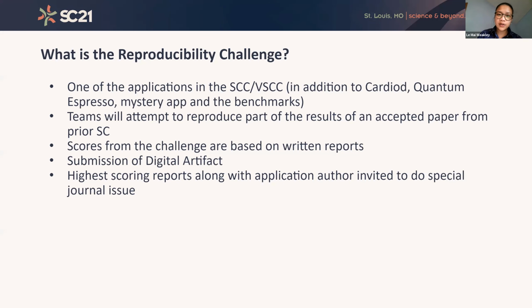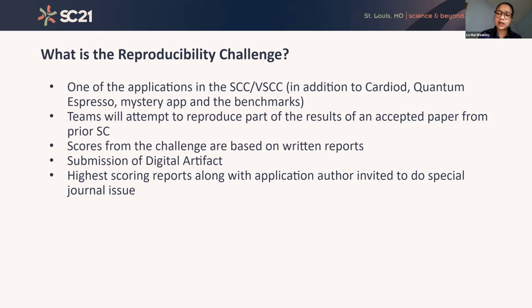So what is the Reproducibility Challenge? The Reproducibility Challenge, or the reproducibility application, is one of the applications that you'll be running as part of the student cluster competition, or the virtual student cluster competition. In addition to other applications such as Cardioid and Quantum Espresso, which I think some of you may have attended the webinars for earlier. If you haven't, you can take a look at the recordings on the SC21 website. And you'll also run the mystery application, which will be announced at the competition, and of course the various benchmarks that you'll be running on your clusters.